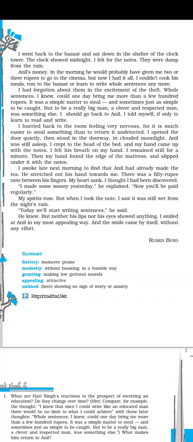So, now he need not do anything, right? I had forgotten about them in the excitement of the theft. Whole sentences. He had forgotten everything. I knew they could one day bring me more than a few hundred rupees. So if he could have learned whole sentences, then he knew that this knowledge will help him to earn money, right? More than a few hundred rupees, and that must be the right track.